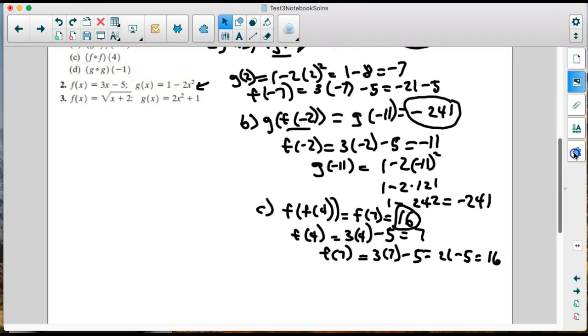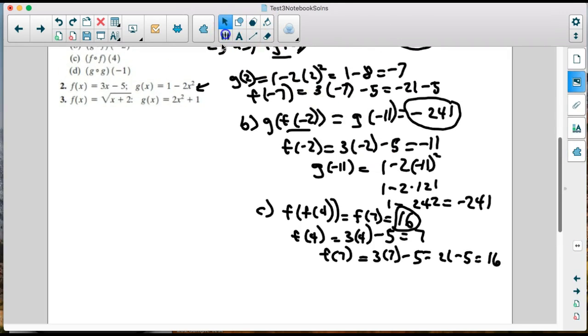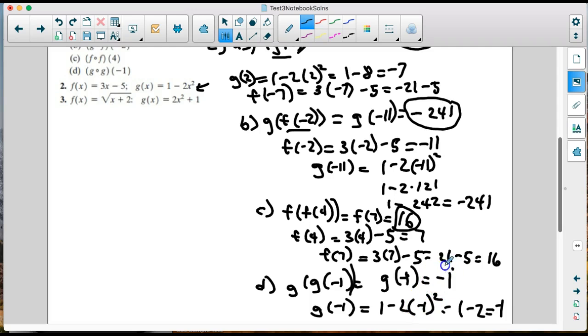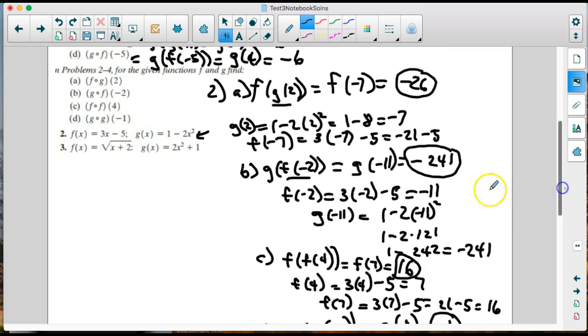All right, part D. I have g of negative 1. So we're going to do g of negative 1. So that's going to be 1 minus 2 times negative 1 squared. So that's 1 minus 2, so that's negative 1. So we're going to do g of negative 1, which we just did. So that's still negative 1. So we just keep getting negative 1 there. All right. So those are the answers to 2.